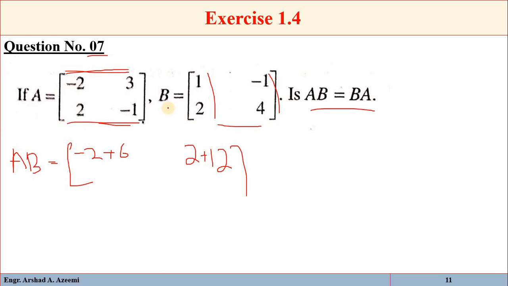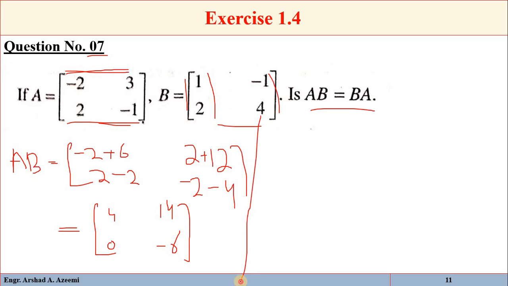Now second row with first column, 2 multiplied by 1, 2, minus 1 multiplied by 2, that is minus 2. 2 multiplied by minus 1, that is minus 2, minus 1 multiplied by 4, minus 4. So just simplify it, it will be 4, 0, 14, minus 6. Okay, that is AB. Now multiply B with A.